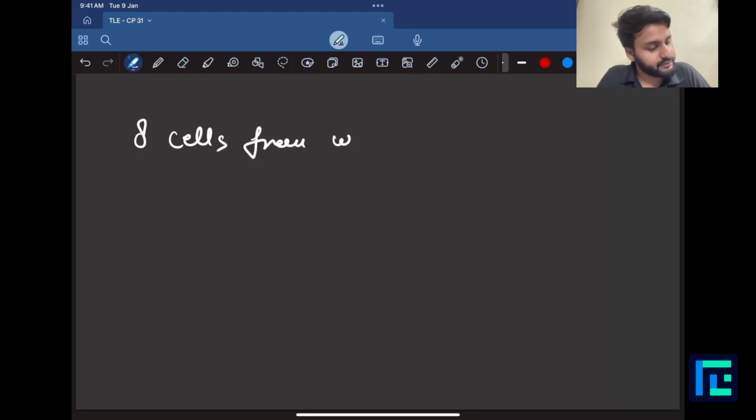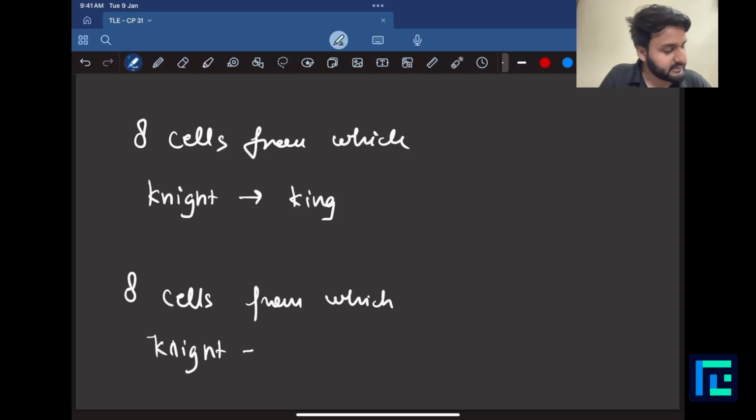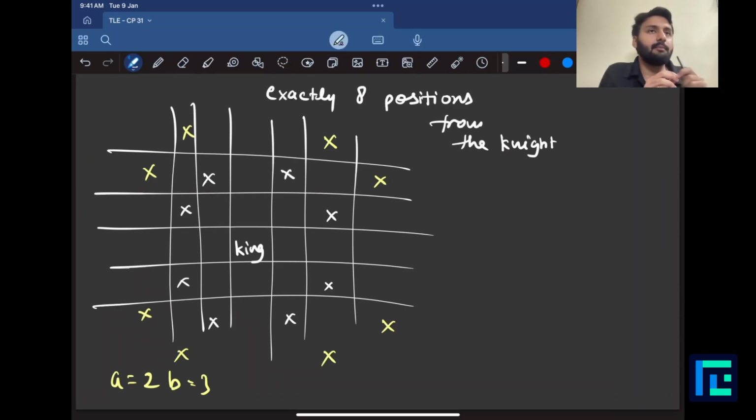from which you can say the knight attacks the king. Then you have 8 cells also from which the knight attacks the queen. So if you have exactly 8 cells from which the knight attacks the king, and exactly 8 cells from which the knight attacks the queen, can I not store them? I can store them because I know, standing at the king's perspective, all I need to do is take up directions from which it moves.